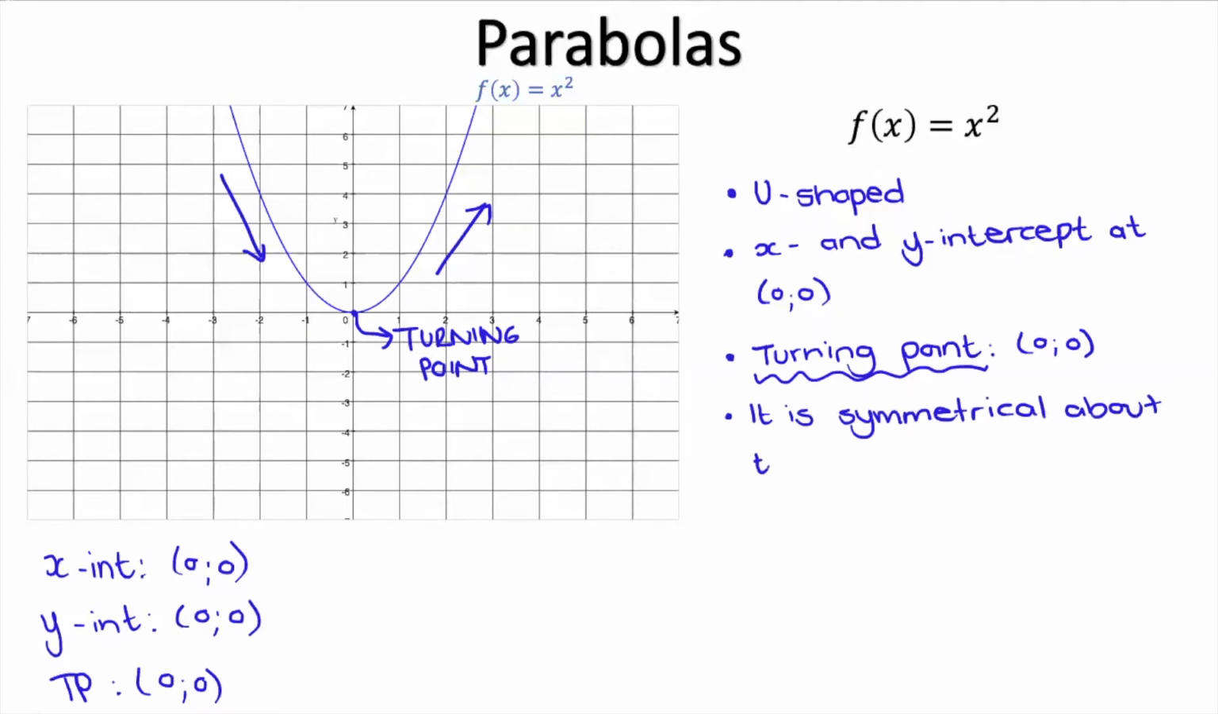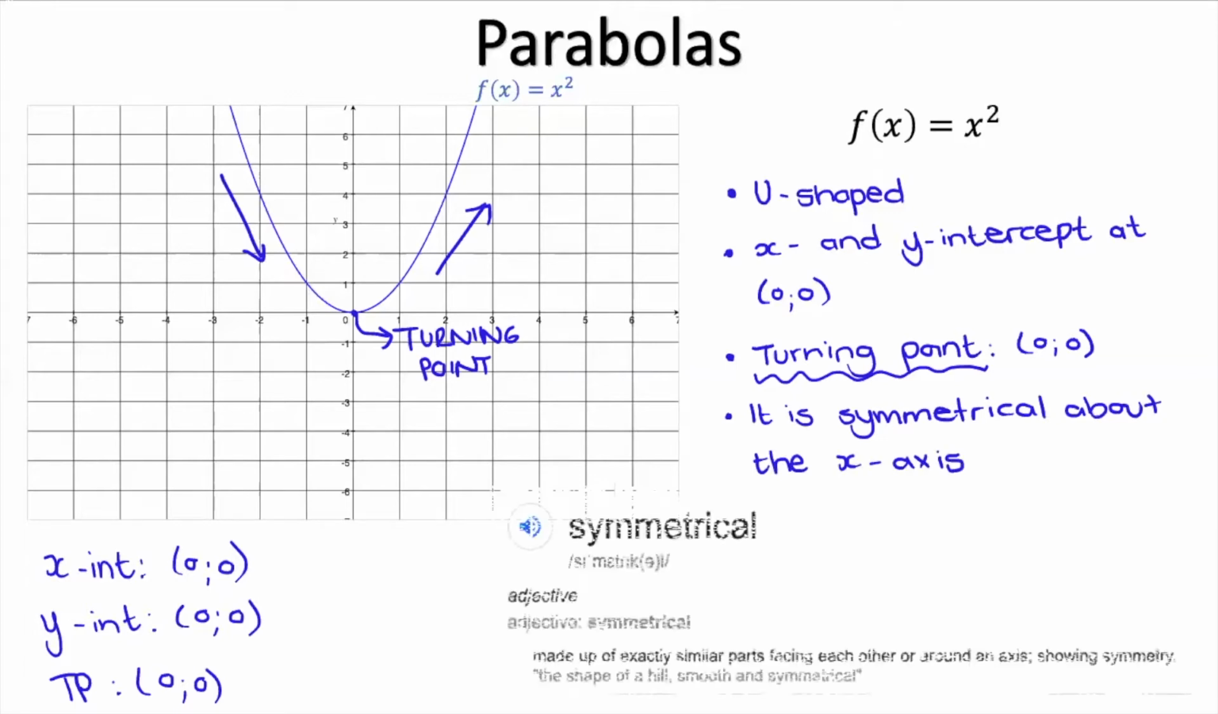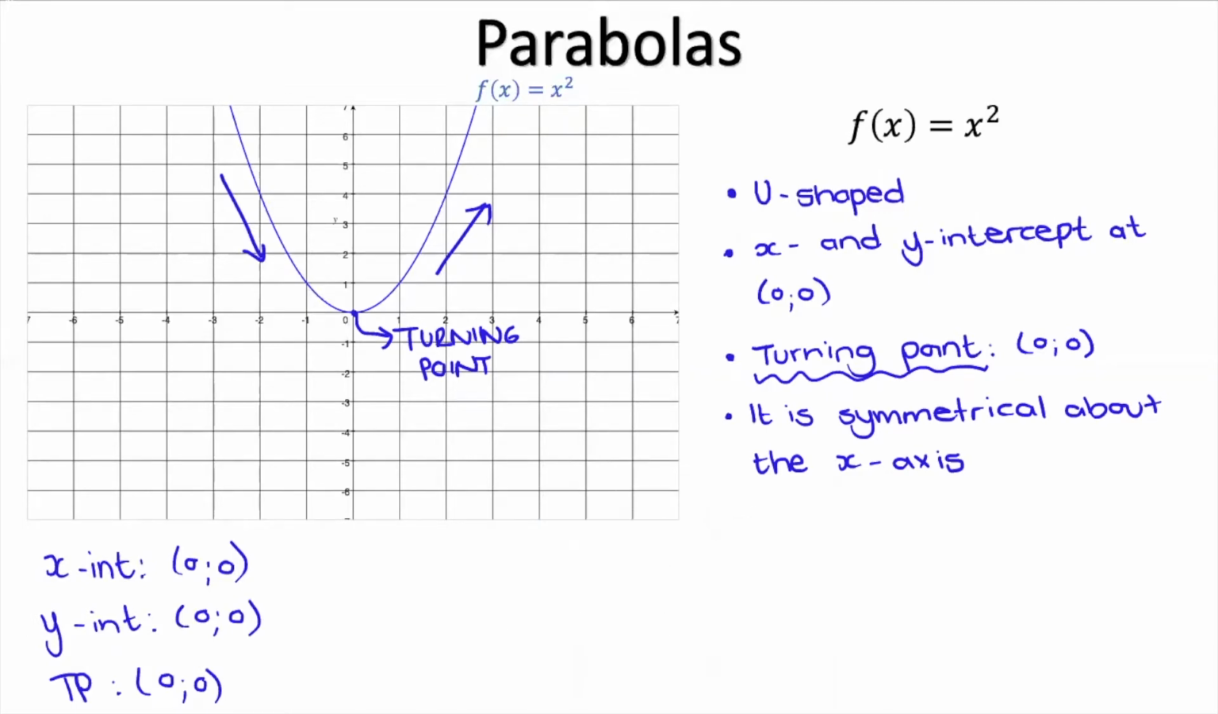Next, I can see that it's symmetrical about the y-axis. Now, what on earth does symmetrical mean? Thank you, Google. It means that it's made up of exactly similar parts facing each other or around an axis. So if I folded it in half, it would basically be a mirror image. The way we say this mathematically is that the axis of symmetry is x equals 0, meaning that if I folded it across x equals 0, I would get an exact copy of the graph on both sides.